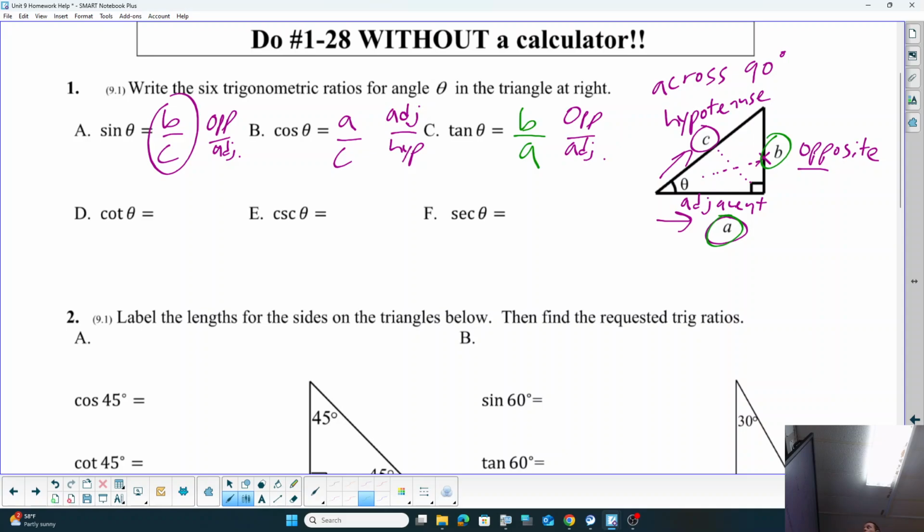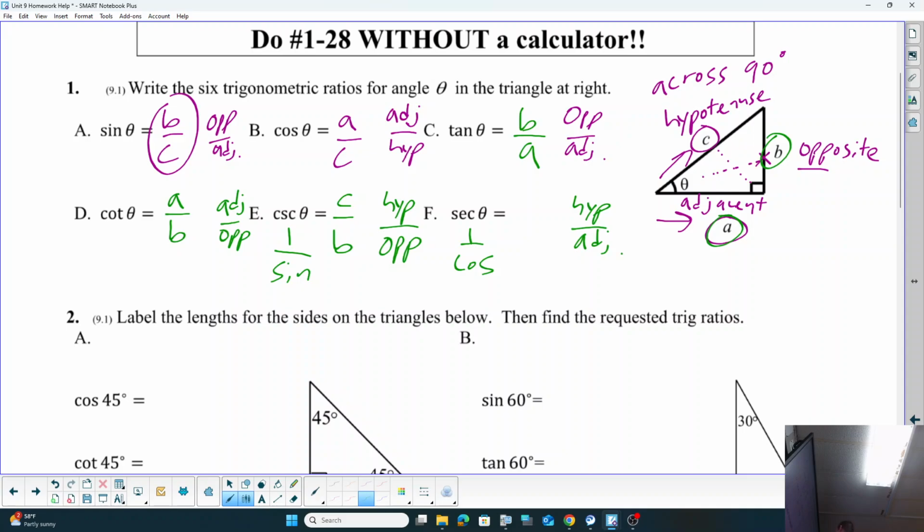Cotangent is flipped. So that's adjacent over opposite, so adjacent A over opposite B. Cosecant is the same as 1 over sine, so flipped. So that's hypotenuse over opposite, so hypotenuse C over opposite B. And then secant is 1 over cosine, or cosine flipped, hypotenuse over adjacent. So hypotenuse C over adjacent A.